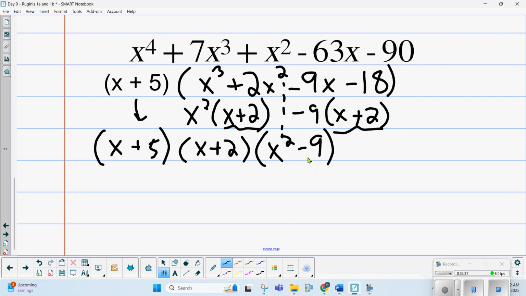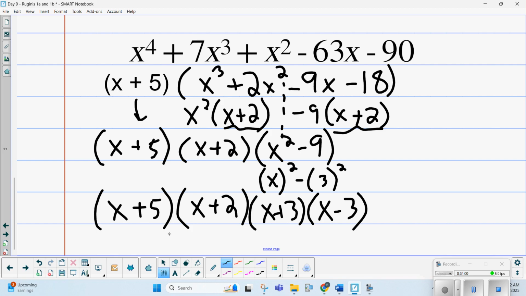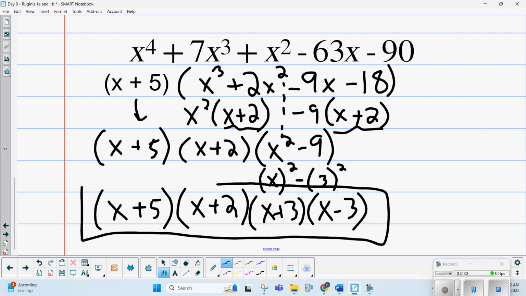So last thing we're going to do here is you put all this together, right? So what squared equals x squared? Well, that's x. What squared equals 9? Well, that's 3. So this will become x plus 3, x minus 3, and we'll bring down our other factors, x plus 2, x plus 5. All right, so I think this thing is totally factored.